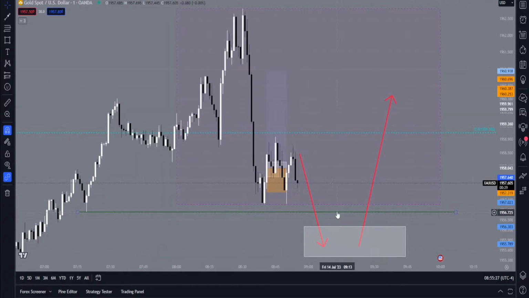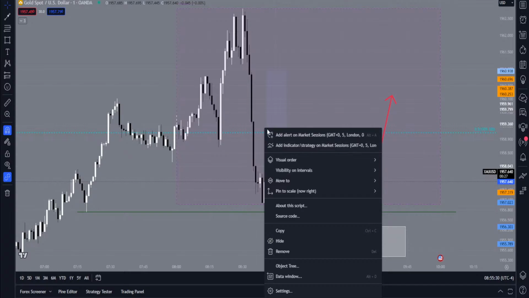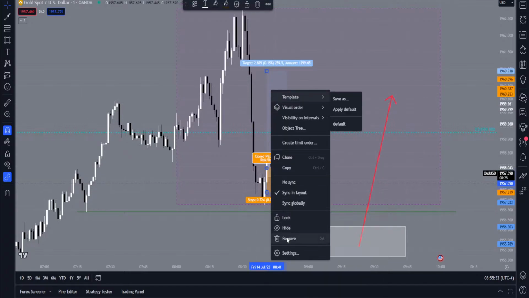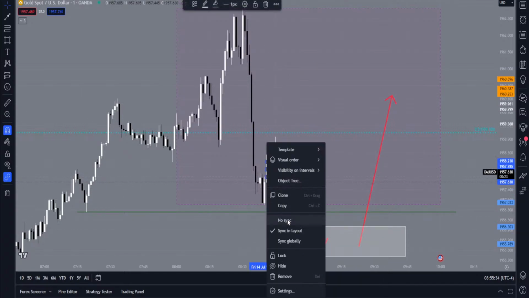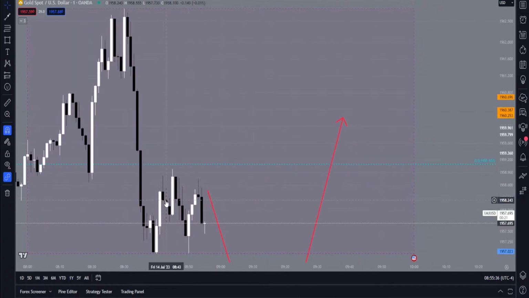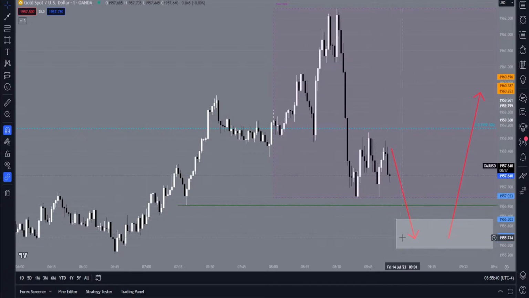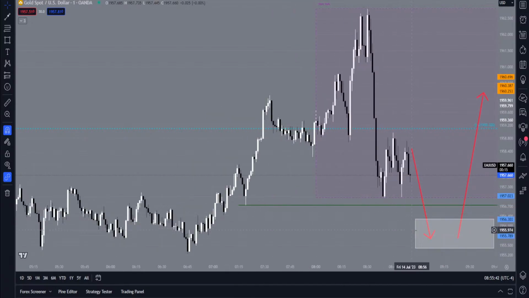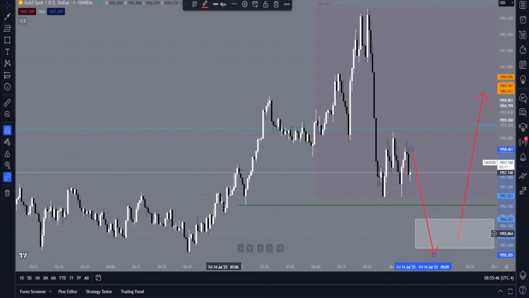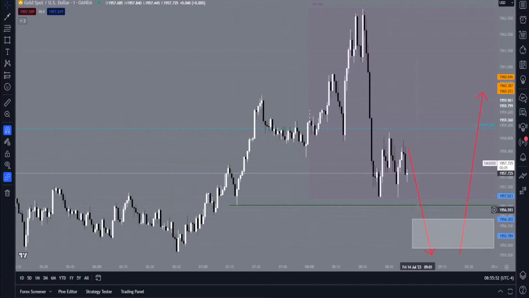Also, to not confuse anybody, I'm going to remove this. Let me go ahead and remove some of these drawings. This is just something we're watching. The real move, I think, when gold comes down here, it may go down even further than this. Maybe test these lows, perhaps. Hopefully we'll get an entry.